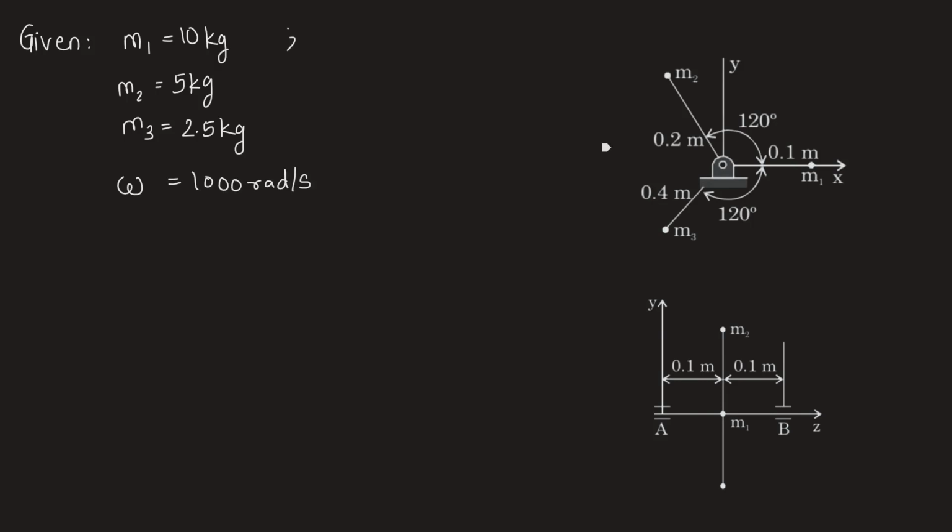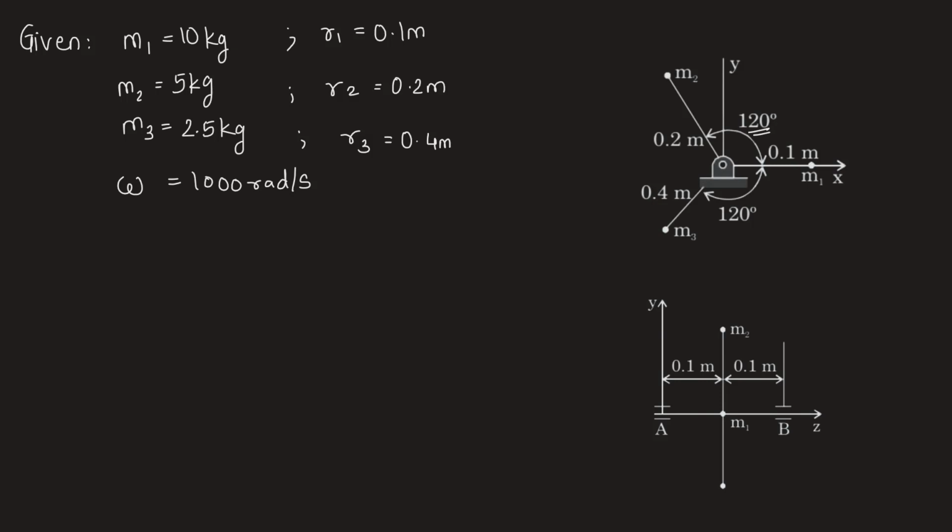We will also write the distance of each of the masses from the shaft center. So R1 is 0.1 meter, R2 is 0.2 meter and R3 is 0.4 meter. Angle between the lines connecting the masses are also given. Each of the masses are separated by 120 degree from each other.